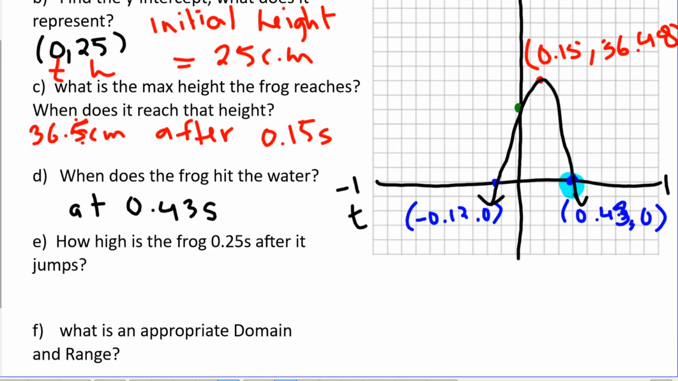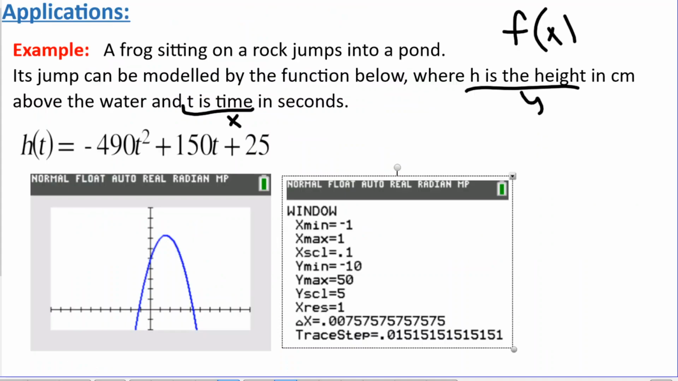How high is the frog 0.25 seconds after it jumps? So our t value is 0.25. When it's asking us how high, we're trying to find the h that relates to that. So there's a couple things we could do. We could plug this value of t back into that original equation. Right? If I substitute t for 0.25 here and t for 0.25 here, it's telling me h. I can solve for my unknown.